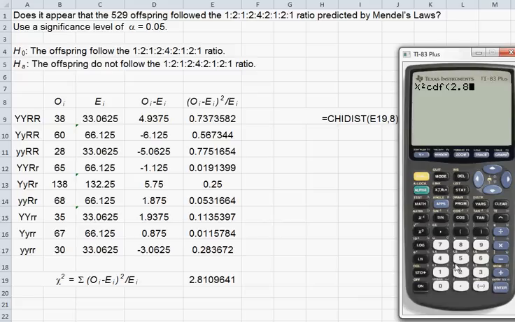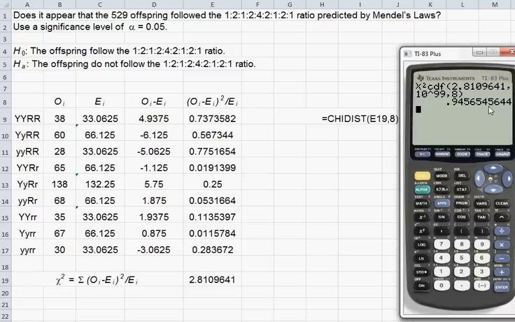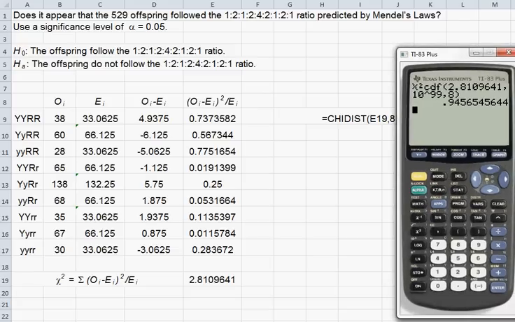For the calculator, it would be 2.810961, and then I input a right endpoint. The right endpoint that I'd like to input is infinity, but I can't do that, so let me put in some big number that is essentially infinity, so that I have something to cut off. And finally, the last argument is the number of degrees of freedom, 8. So for the TI-83 Plus, chi-squared CDF, left endpoint, right endpoint, 8, will return the same area, 0.94565.